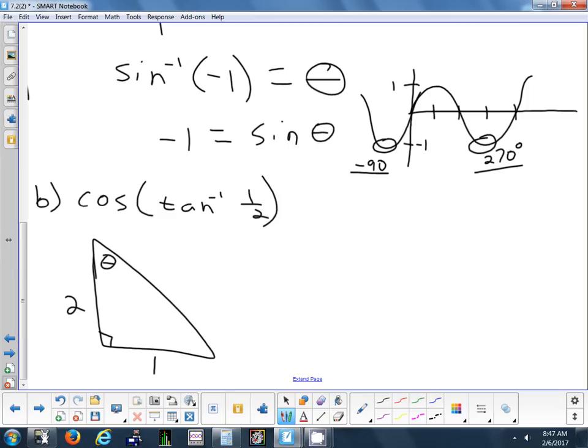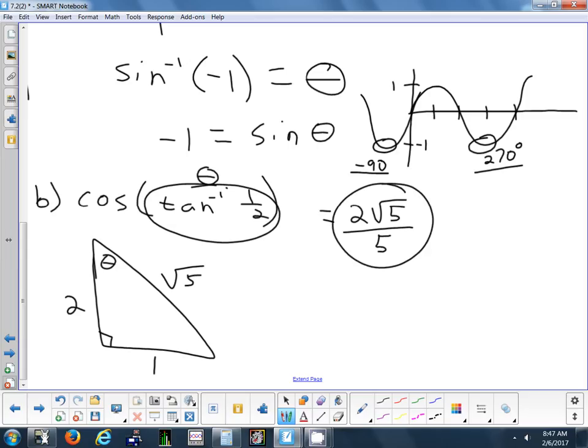Now, what would the hypotenuse be? It would be the square root of 5. And now I want the cosine. Remember, I let my picture represent all of that. So I'm finding the cosine of the angle in my picture. So what's the cosine of theta? 2 square roots of 5 over 5.